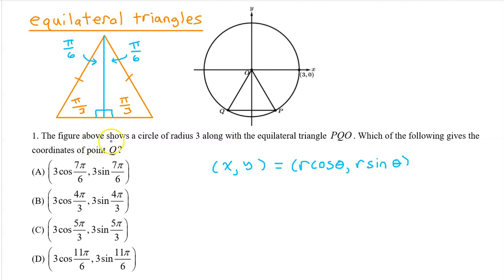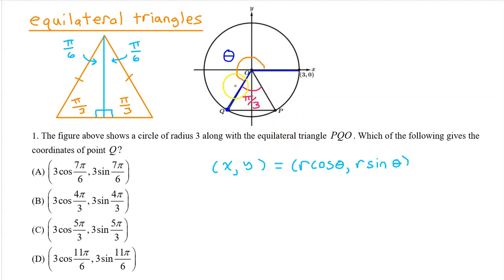Number 1. The figure above shows a circle of radius 3 along with the equilateral triangle PQO. Which of the following gives the coordinates of point Q? If we draw angle theta in standard position with terminal ray passing through point Q, then the coordinates of Q will be r cosine theta, r sine theta. We know that r is 3. They gave us the radius. We just need to figure out what theta is, and then we can write the coordinates.